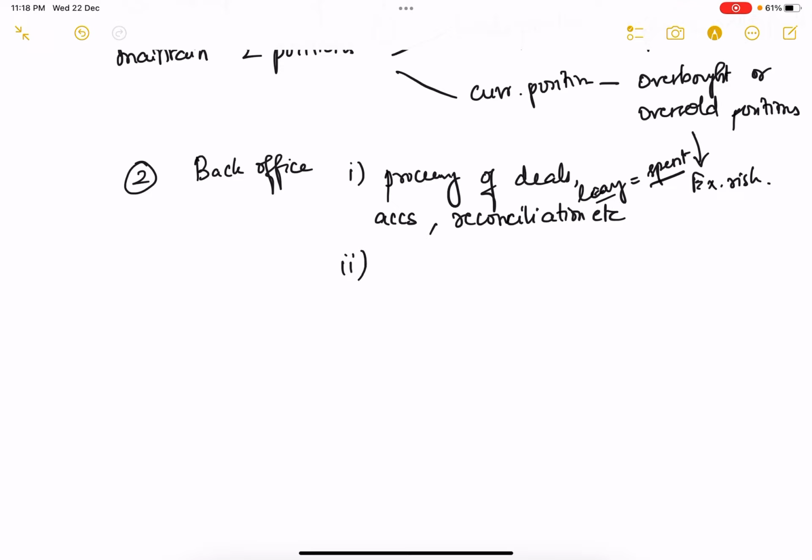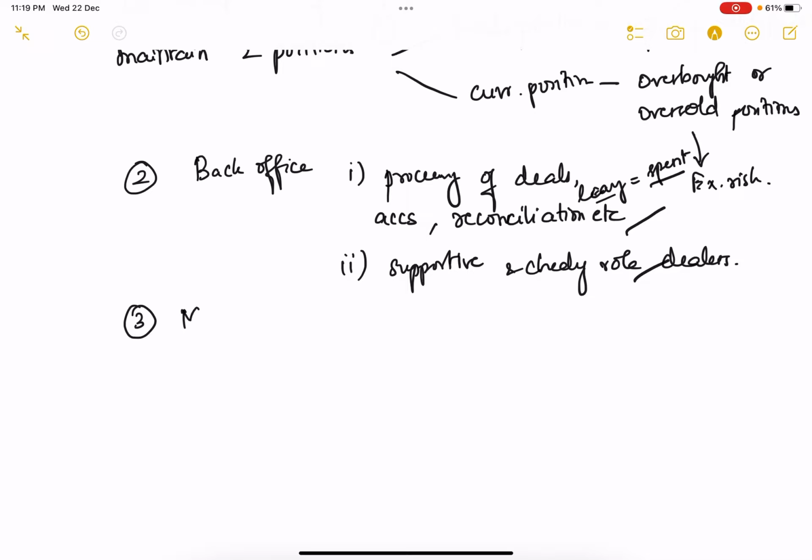And this back office also acts as a supportive tool and a checking role for the dealers. So these two are the functions of a back office.